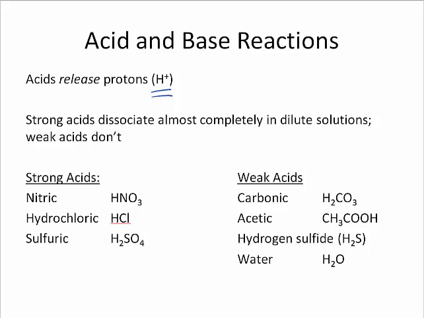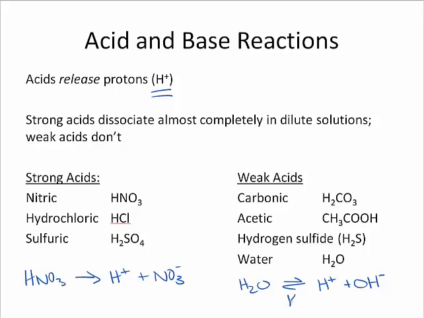fast. So common examples of strong acids are nitric acid, HNO3, hydrochloric acid, HCl, and sulfuric acid, H2SO4. Common examples of weak acids are carbonic acid, H2CO3, and water, H2O. When you have a strong acid, you can assume that the reaction goes to completion. When you have a weak acid, the reaction often does not go to completion, but is at some state of equilibrium. When we work with weak acids, we often care a great deal about the equilibrium constant.